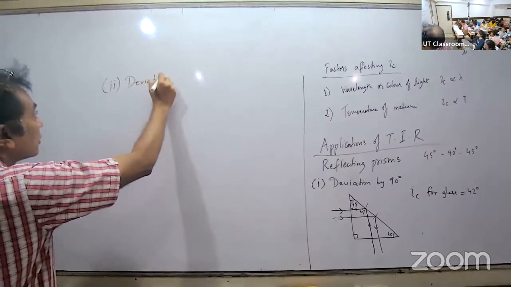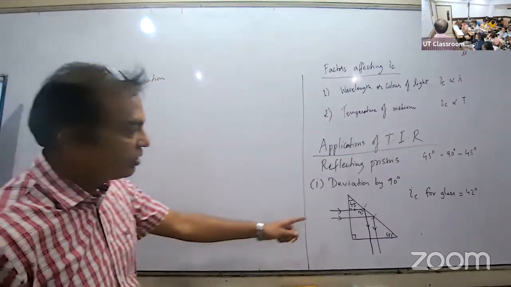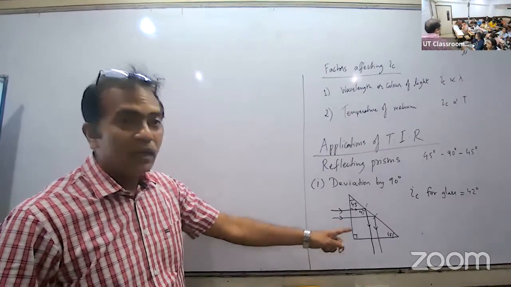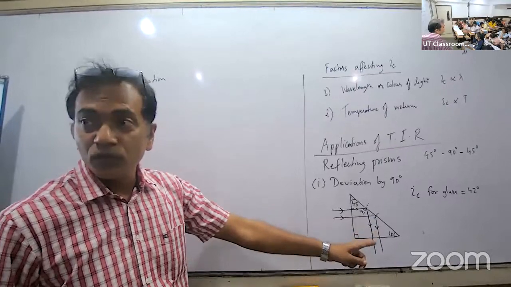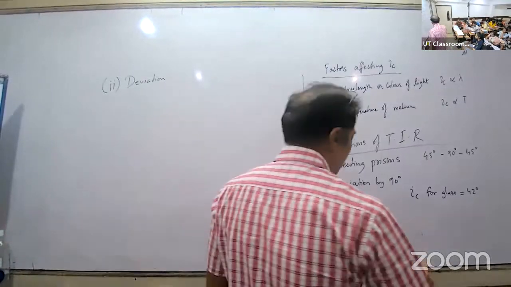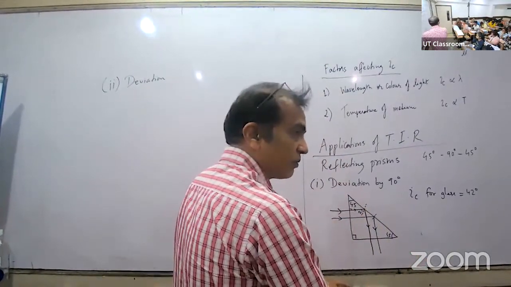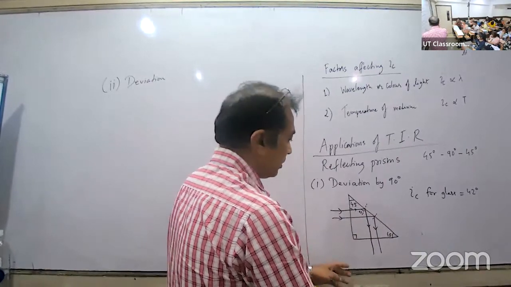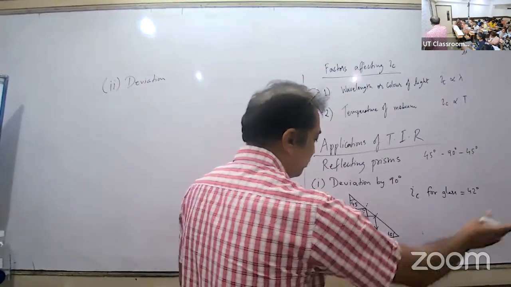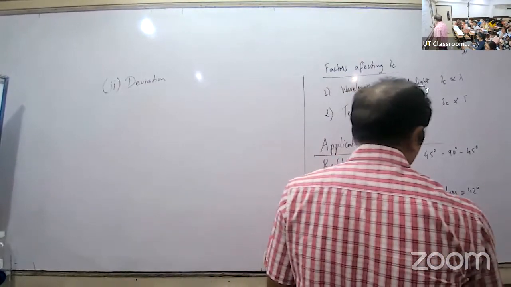Where will we use it? So you have to know the deviation and application. It is used in periscopes. Periscopes, right? Use another prism. Okay. So use another prism and then you will go like this.